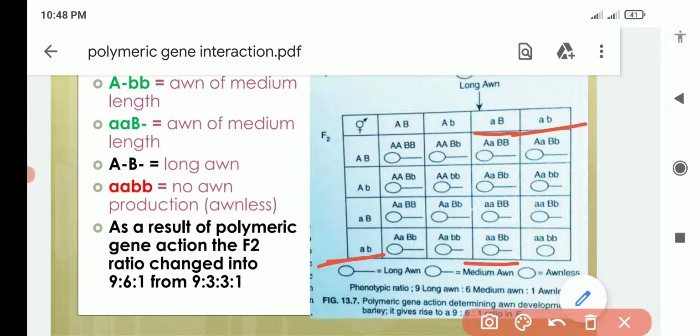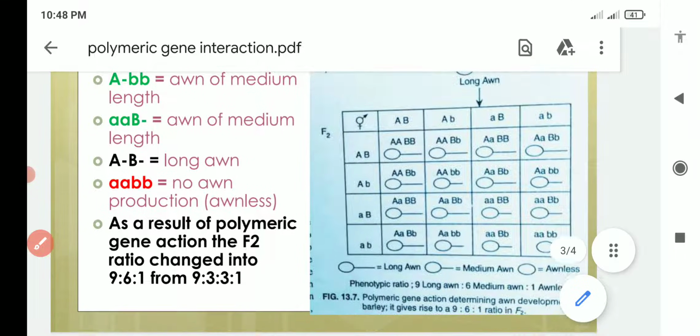When this will cross with this, now small a, small b, the recessive allele of both the genes are present together. It will result into no awn production, means the plant will be awnless. Okay, in this plant no awns are going to be produced. So ultimately we will see the ratio.